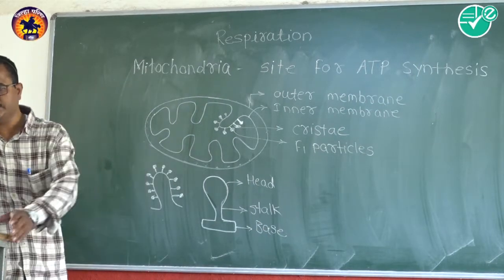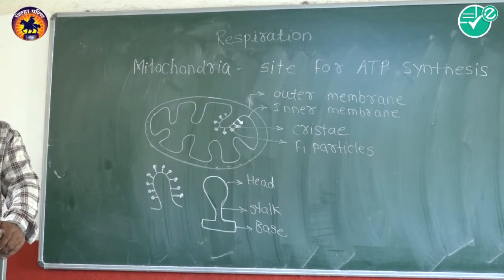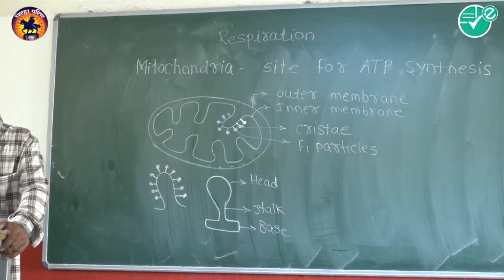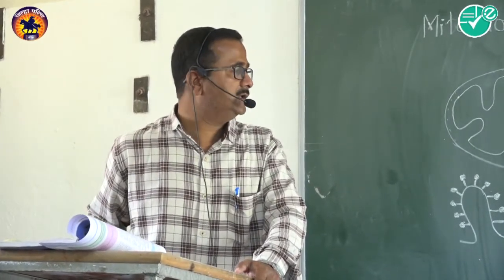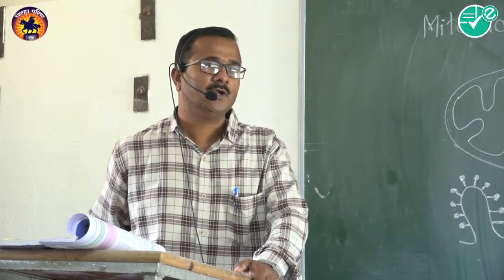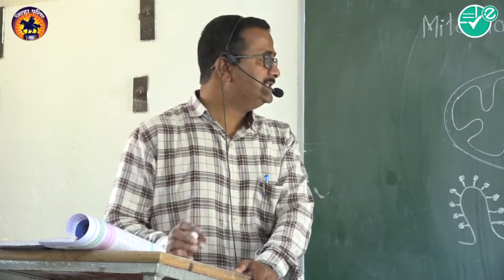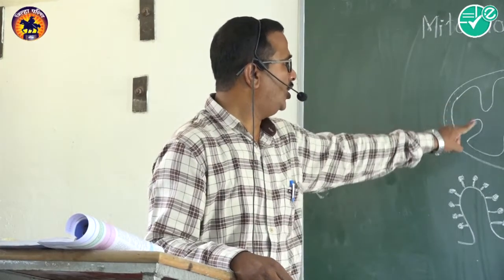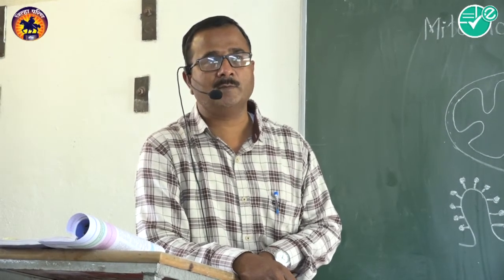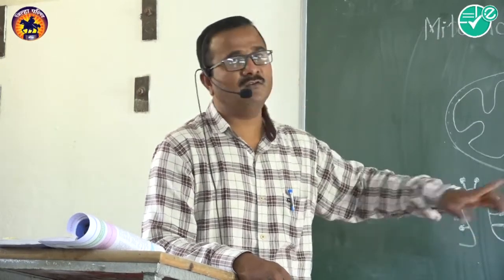Such oxysomes are very important structures because the enzymes required for the synthesis of ATP and the enzymes necessary for the electron transfer system are present on these cristae or F1 particles, and therefore the process termed oxidative phosphorylation may occur on the cristae or these F1 particles.